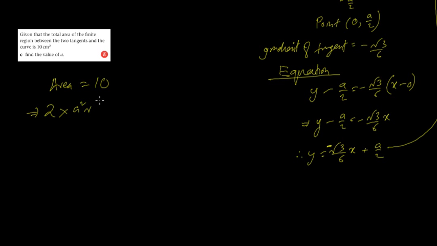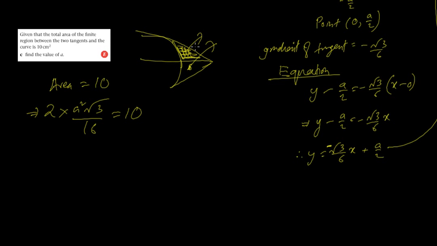A square root 3 by 16 into 10, because that region only found this much, and the total area is both this and this. So you take this and this into 2, they are equal. So from here we can do 2 8s are 16. So a square root 3 equals 80. Therefore a square equals 80 divided by root 3.